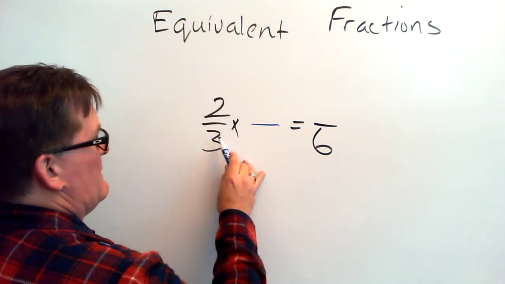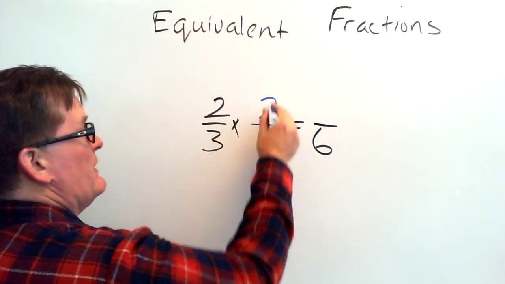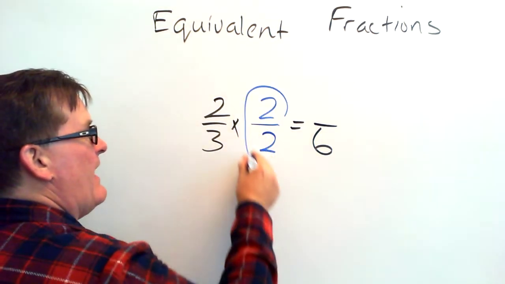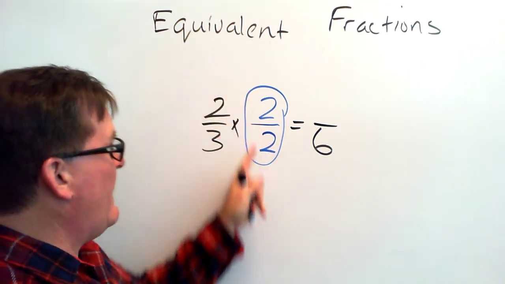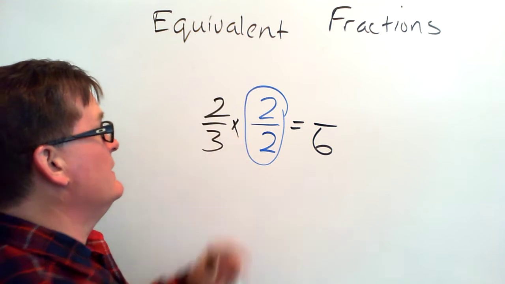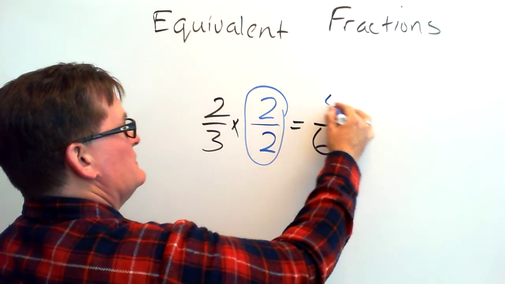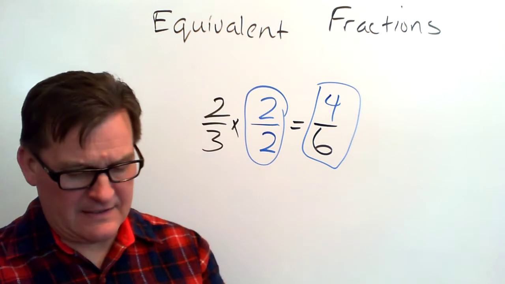So I ask myself 3 to 6, so 3 times 2 is 6. So I'm going to multiply the top by 2 also so that I have that fraction of 1. When I'm finding equivalent fractions, I have to multiply, or, which we'll learn in a minute, divide by 1. So then I multiply 2 times 2, which gives me 4. So the equivalent fraction is 4 out of 6.